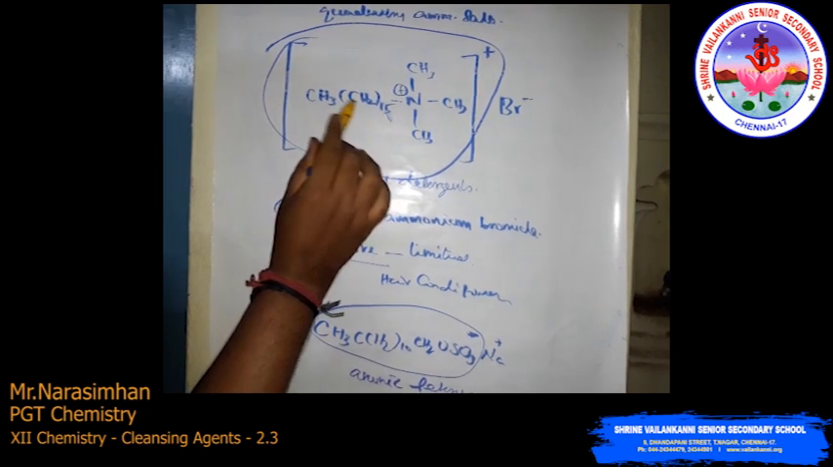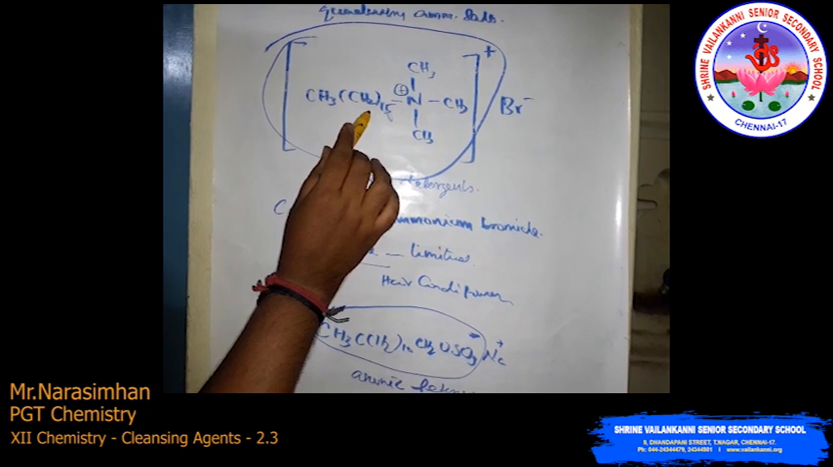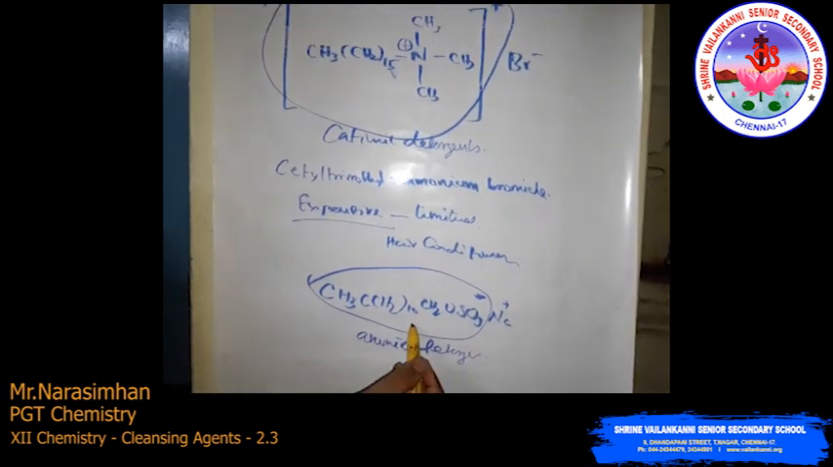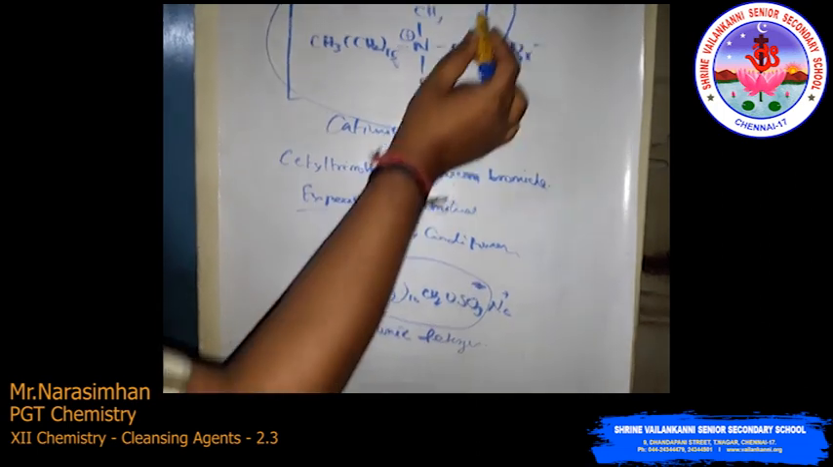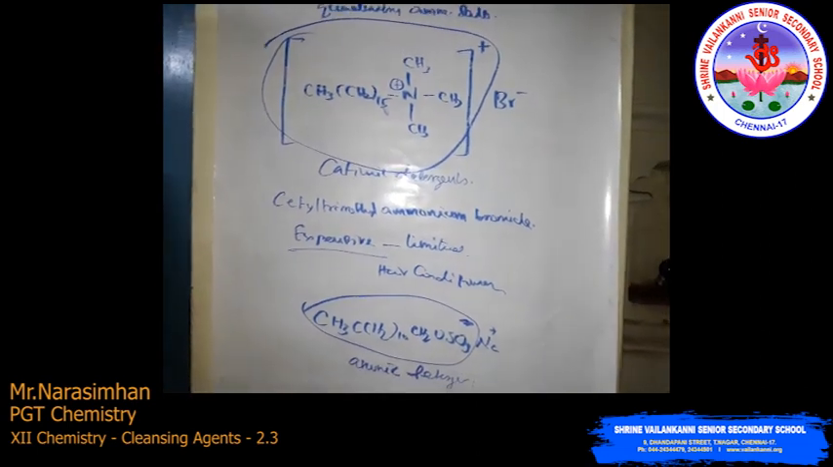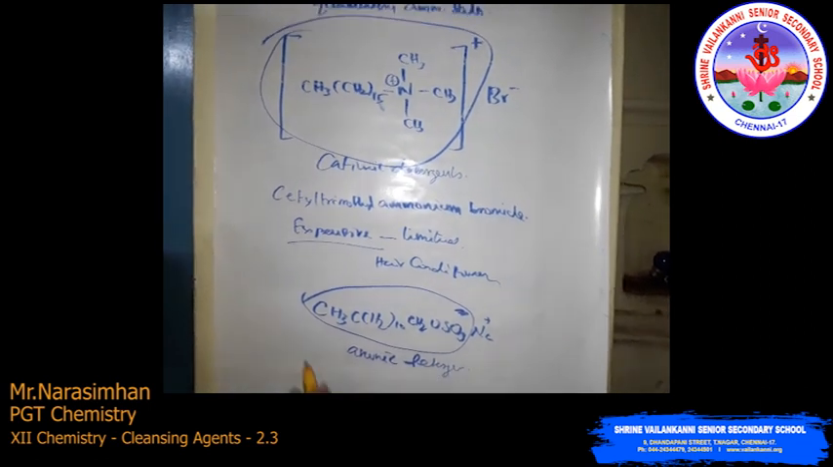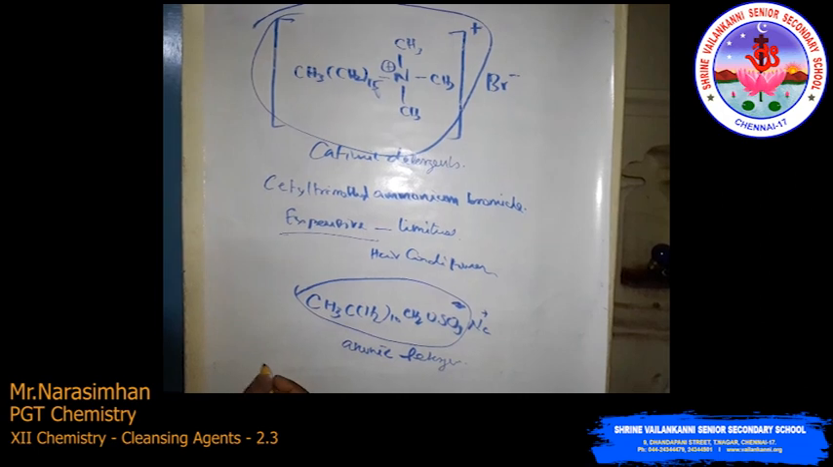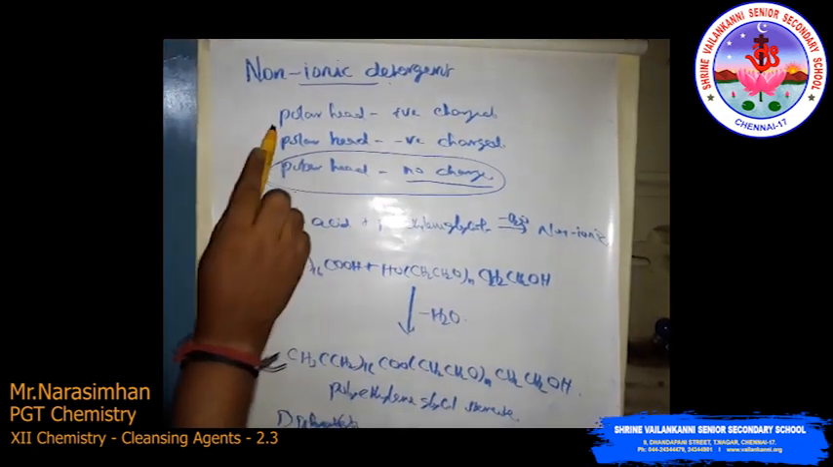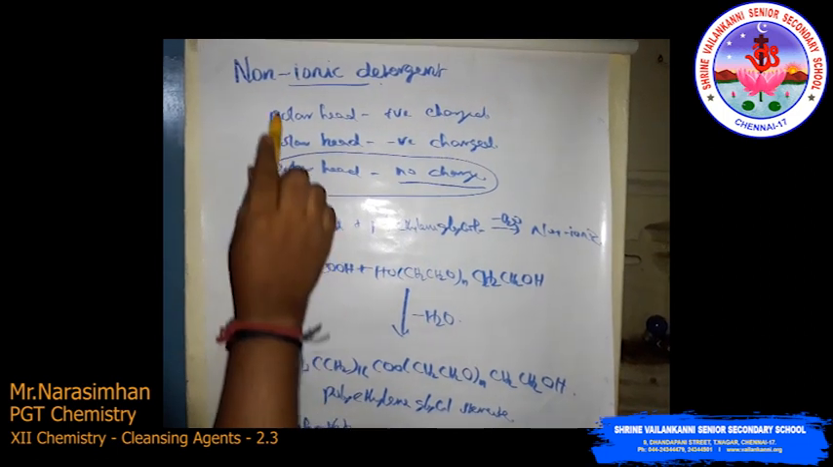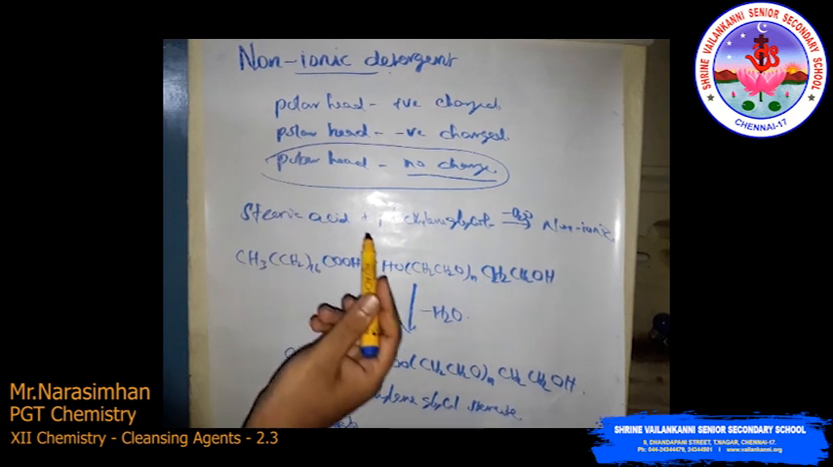See, this is the long chain hydrocarbon: CH2 15 times here, CH2 10 times here. This is a long chain hydrocarbon. So this is the negative part, and this is the positive part. Okay, so this is the difference between the cationic and the anionic. Then the next one is non-ionic. See the non-ionic detergent. Already we discussed the cationic and anionic detergents.